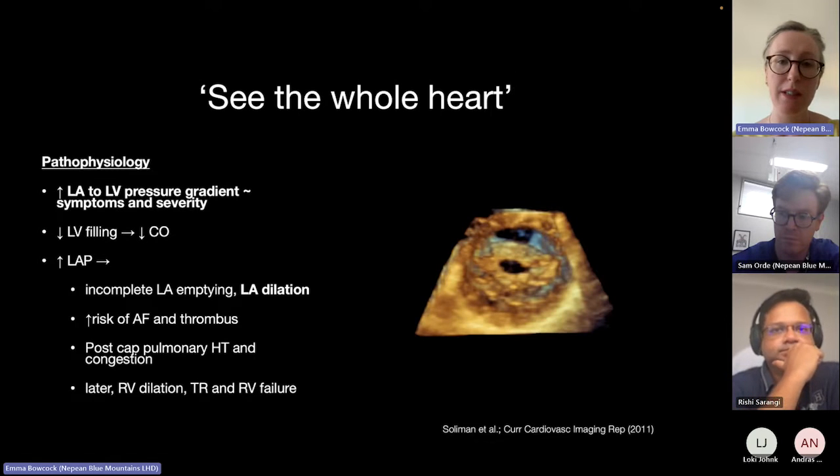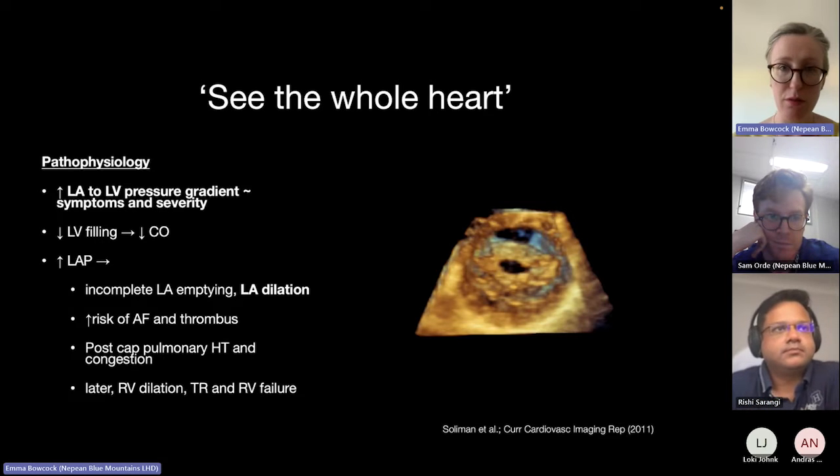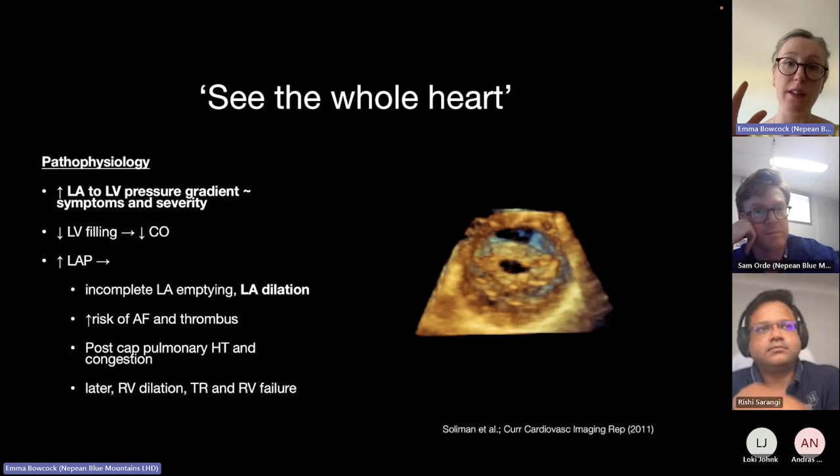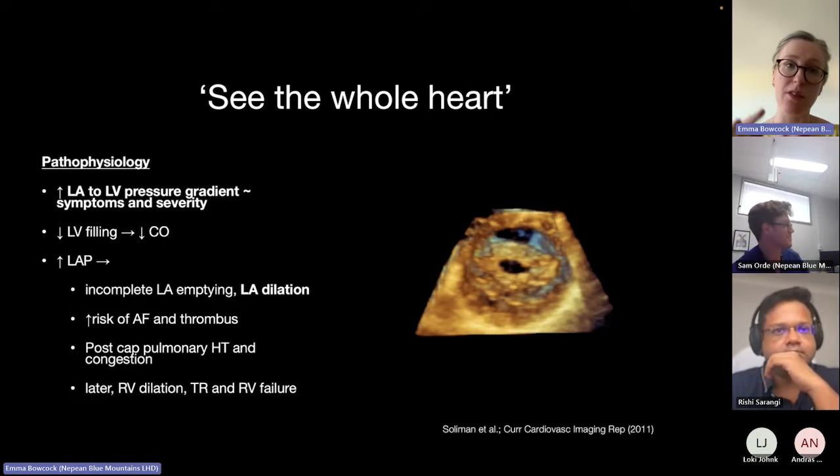So as we always say with any valve lesion, of course, we need to look at the whole heart. The main pathophysiology in MS, you've got this tight hole preventing filling from your left atrium to your left ventricle, and you're going to have an increased gradient between your left atrium and your left ventricle in diastole when the LV is meant to fill.